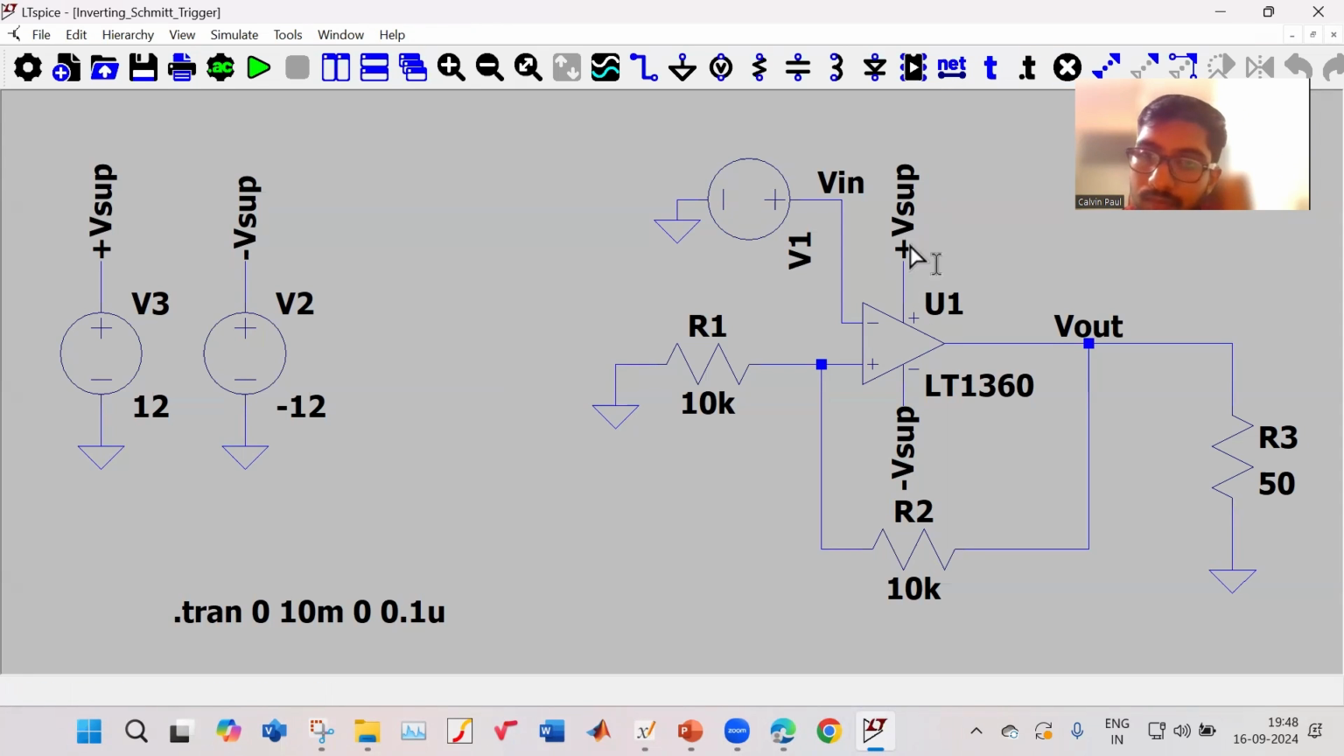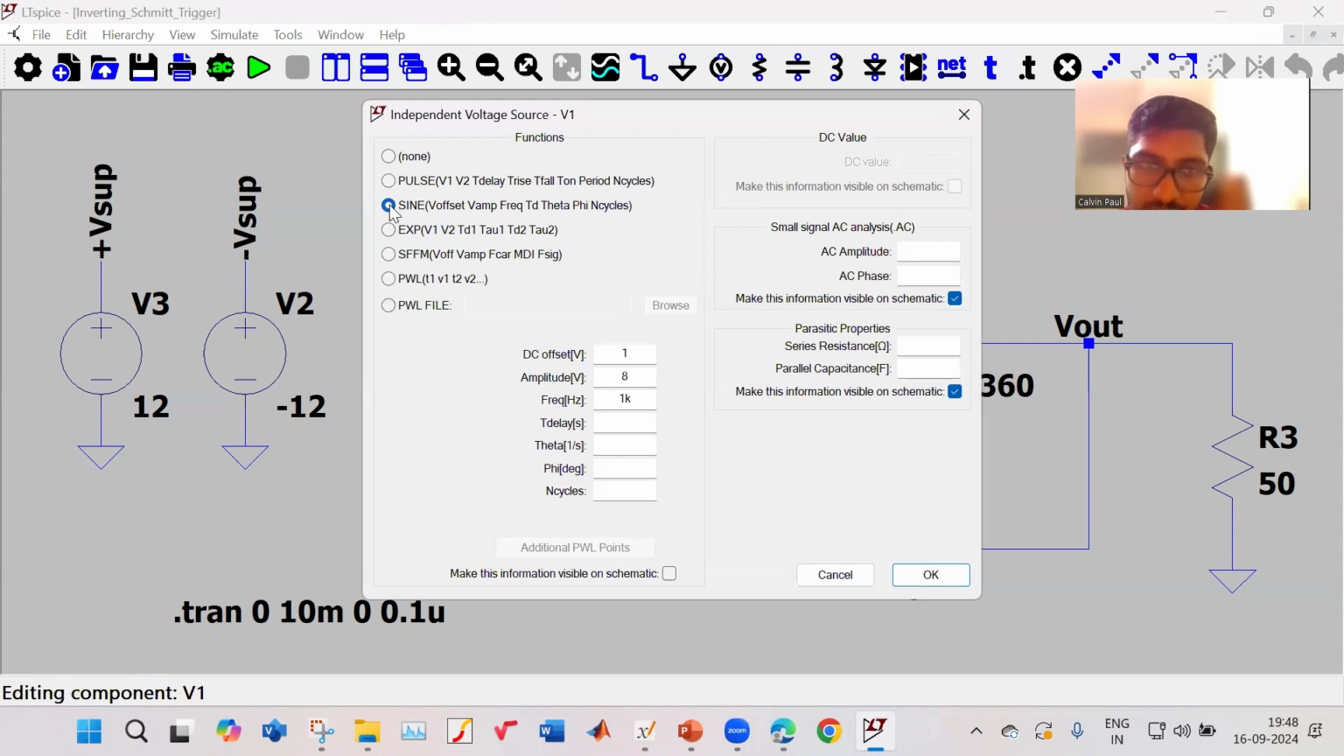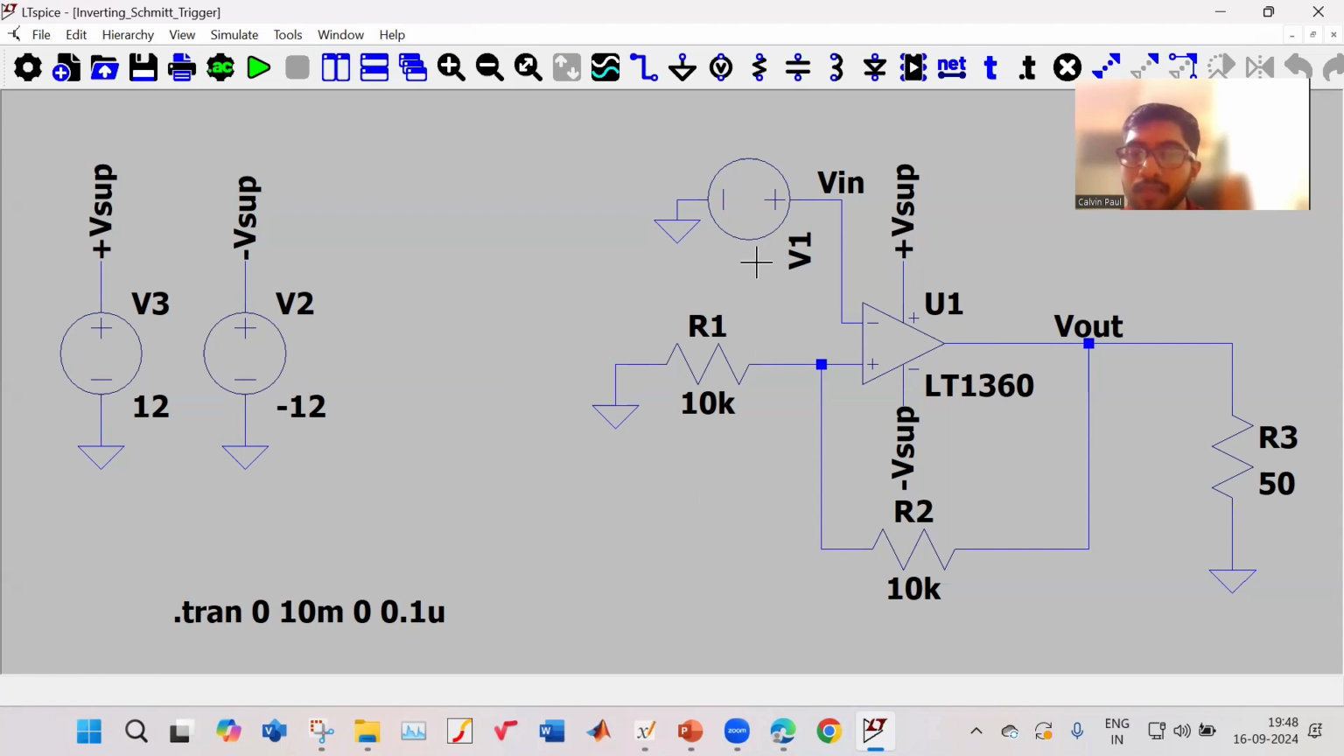Now I have connected the output to a load resistor. This is my R2, this is my R1. I'm using an inverting Schmitt trigger, so the feedback is going to the negative terminal. My input is a sine wave, which I will show. So this is my circuit.